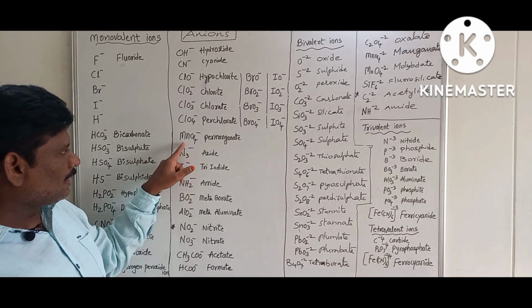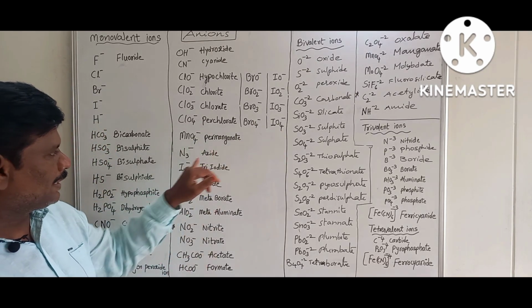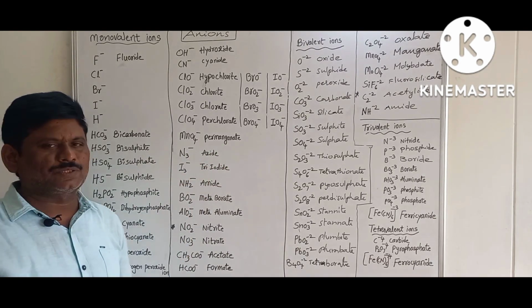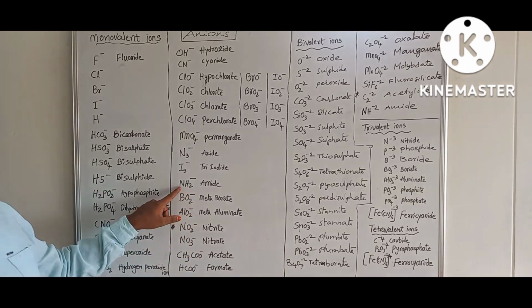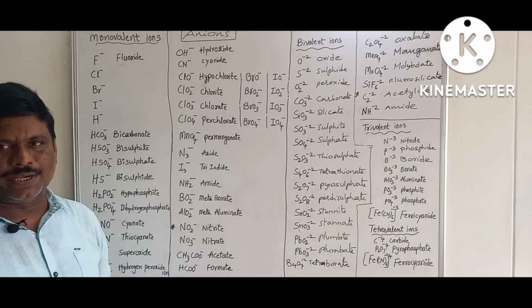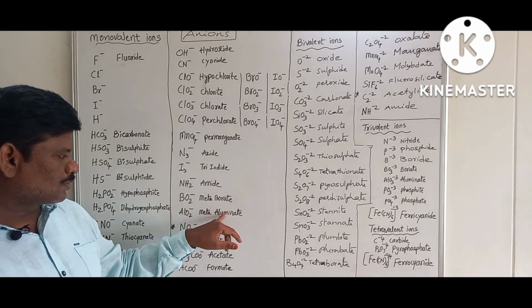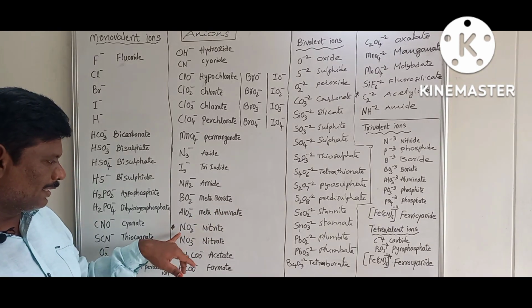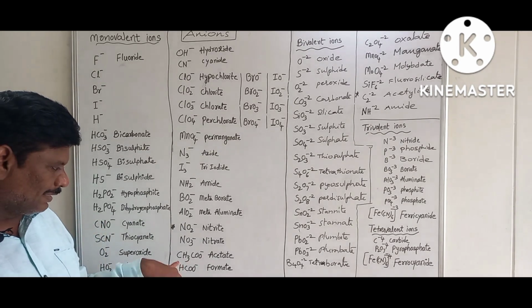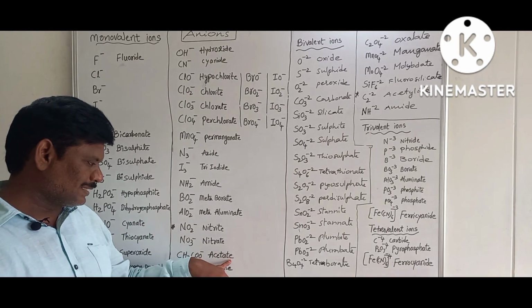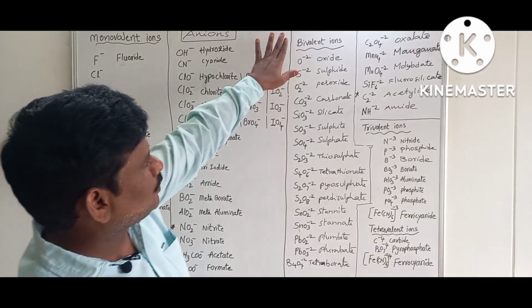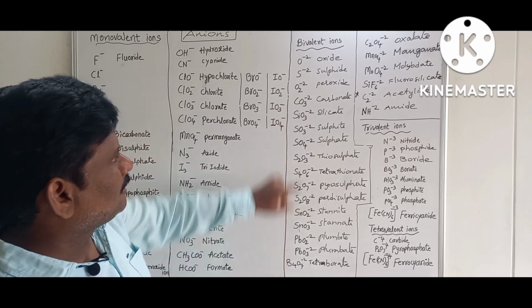Next one, MnO4 minus 1, permanganate ion, N3 minus 1, azide ion. Next one, I3 minus 1, triiodide ion, NH2 minus 1, amide ion, BO2 minus 1, metaborate ion, AlO2 minus 1, meta-aluminate ion, NO2 minus 1, nitrite ion, NO3 minus 1, nitrate ion, CH3COO minus, acetate ion, HCOO minus 1, formate ion.